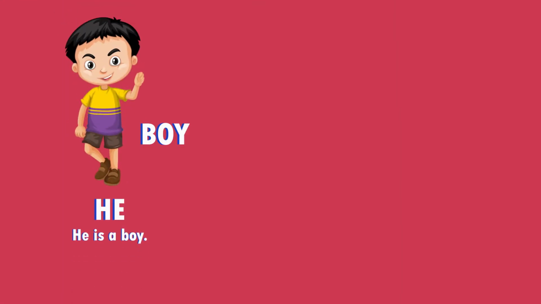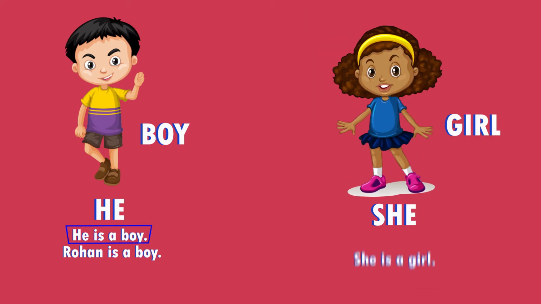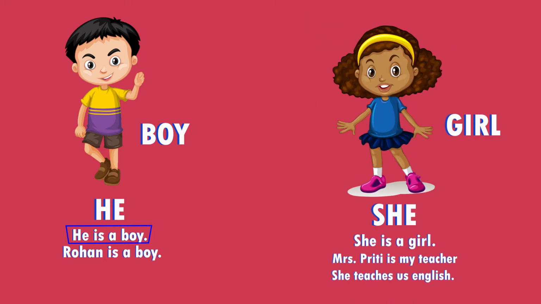We use he for a boy. He is a boy. Rohan is a boy. So instead of Rohan, we say he is a boy. We use she for a girl. She is a girl. Mrs. Preeti is my teacher. She teaches us English. So over here, we replace Mrs. Preeti with she.